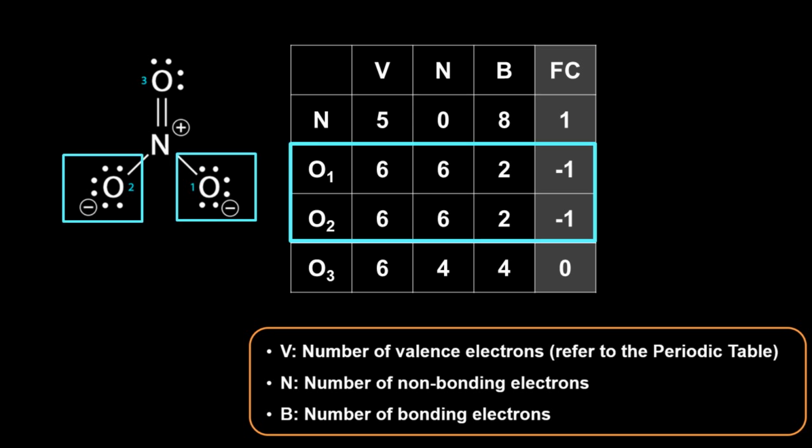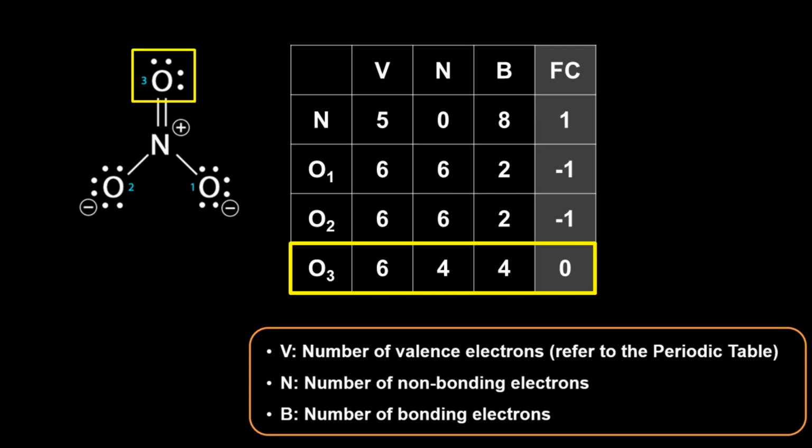Each of the 2 single-bonded oxygens normally has 6 valence electrons. But in this structure, they each have 6 non-bonding electrons, plus 1 more from the single bond, since they get half of the 2 shared electrons. That adds up to 7 electrons they own, so when we do the math, 6 minus 7, we get a formal charge of -1 for each of those oxygens.